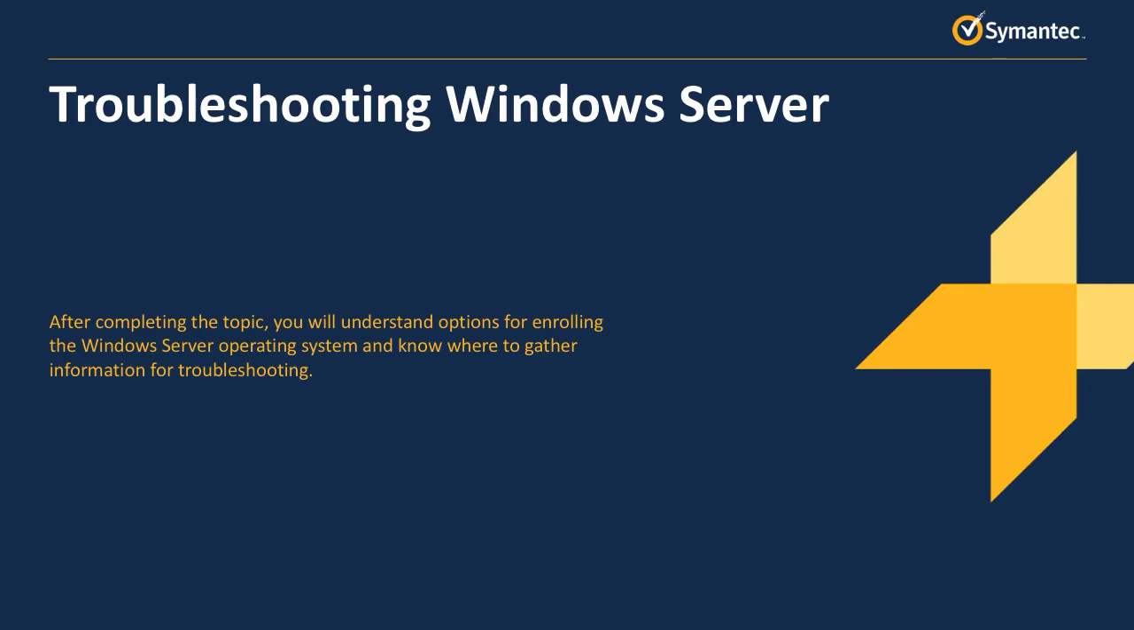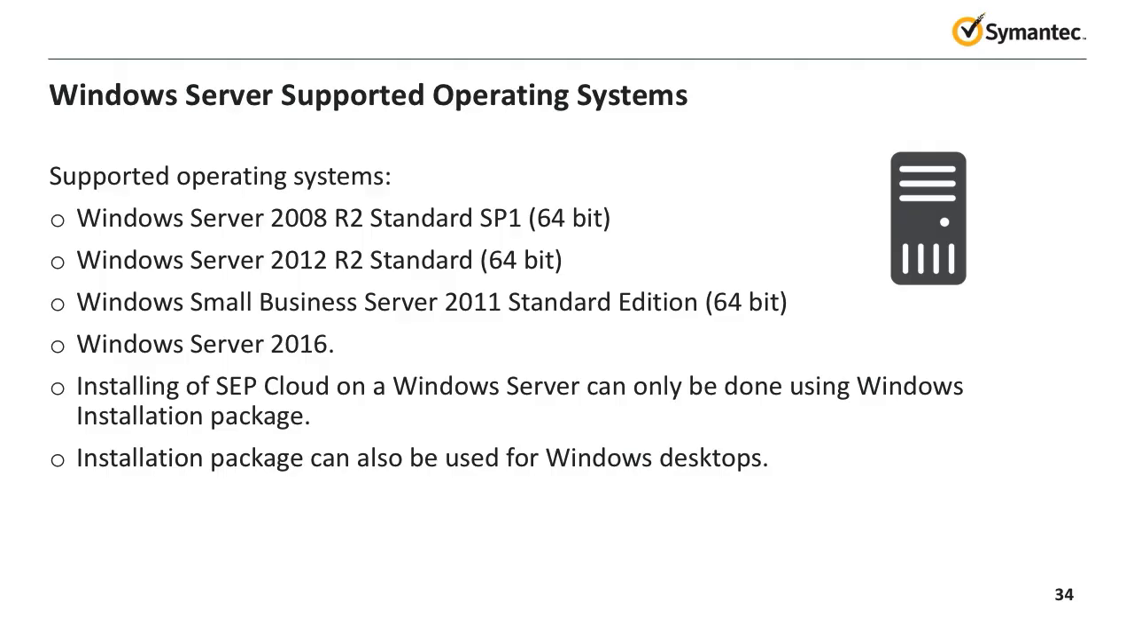information for troubleshooting. Windows Server supported operating systems include Windows Server 2008 R2 Standard SP1, Windows Server 2012 R2 Standard, Windows Small Business Server 2011 Standard Edition, and Windows Server 2016. Installing SEP Cloud on a Windows server can only be done using a Windows installation package. The installation package can also be used for Windows desktops.